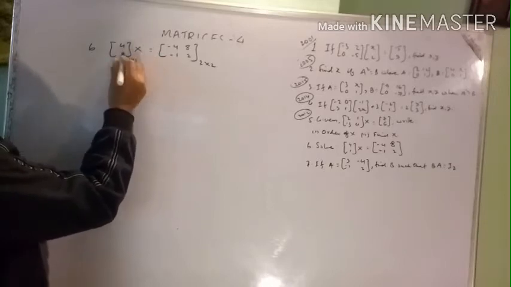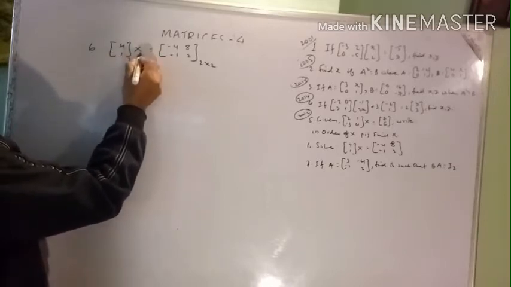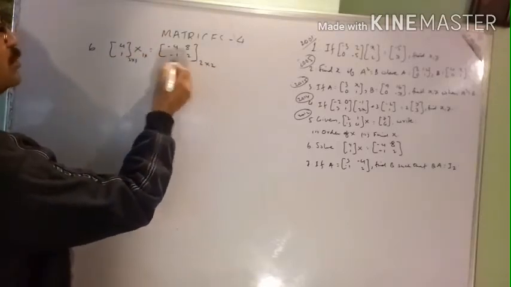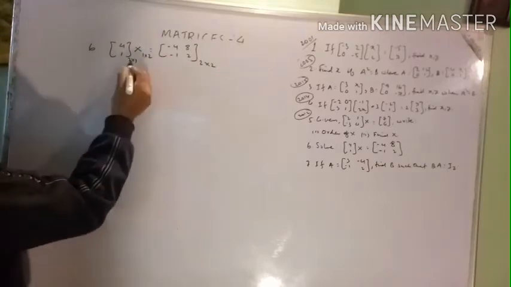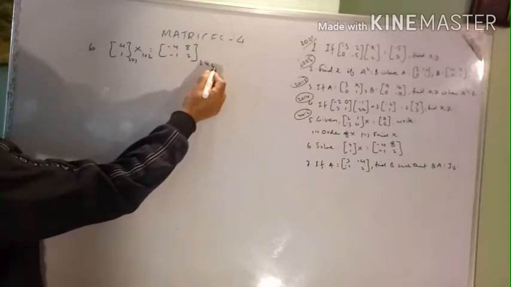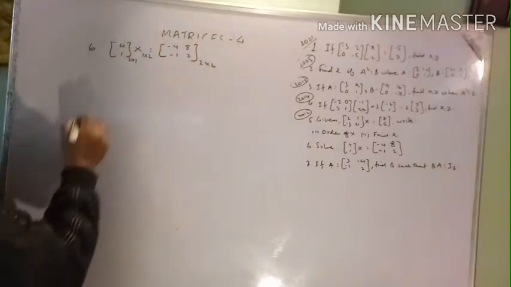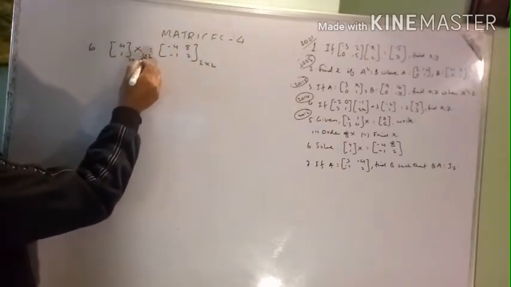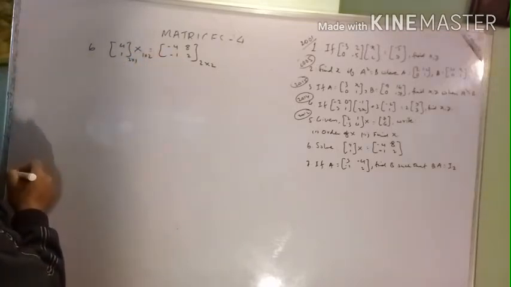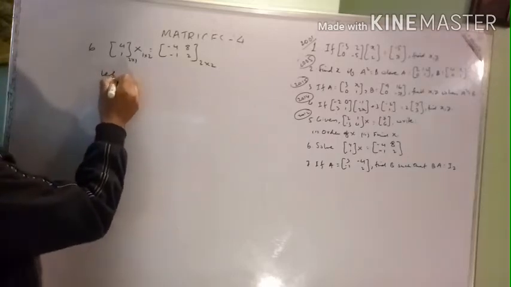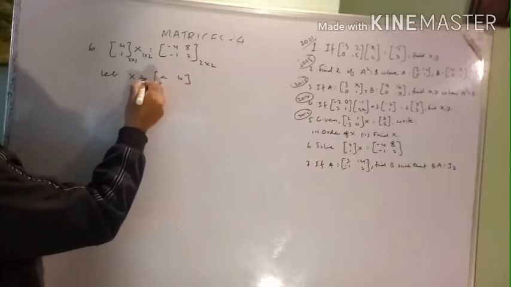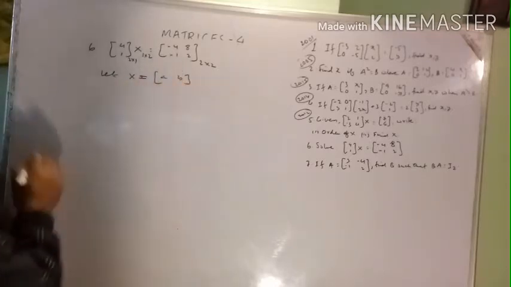So number of columns must be equal to number of rows. So number of columns it has 1, so it must be 1, and number of columns must be equal to this one, so it will be 2. So you see, number of columns equal to number of rows here, and number of columns here equal to number of columns here. That is the form. So order of X is 1 by 2, so that is 1 row and 2 columns it has. Okay, so we suppose let X equal to 1 row and 2 columns.